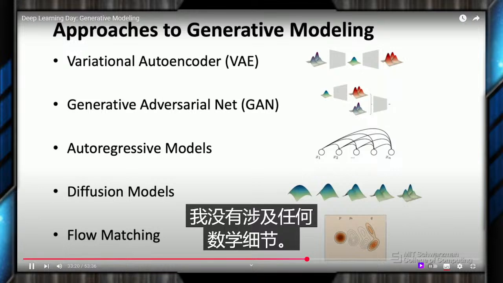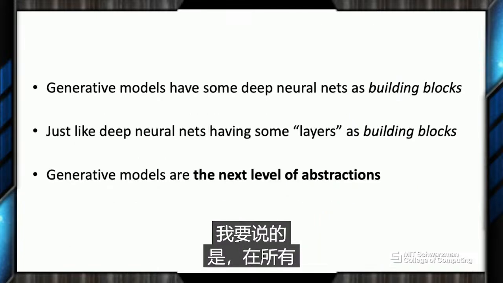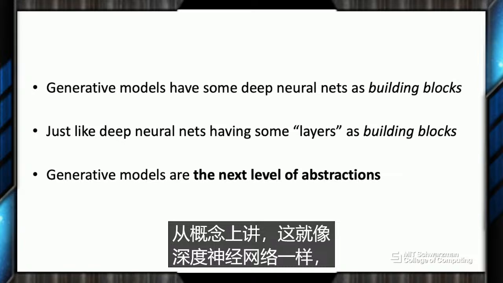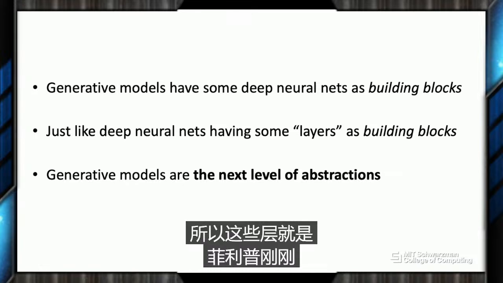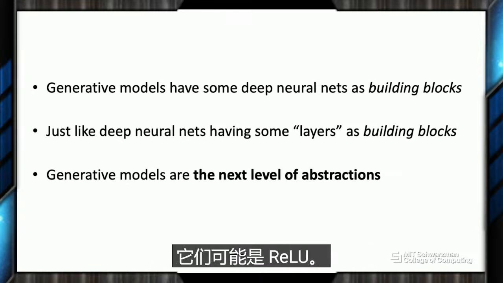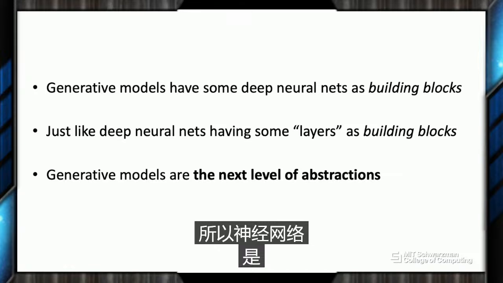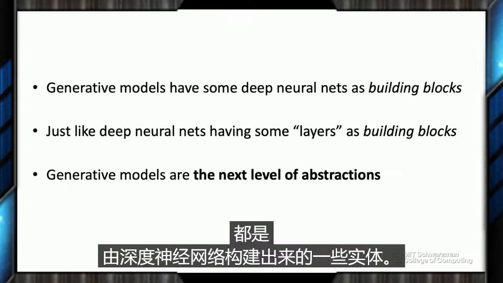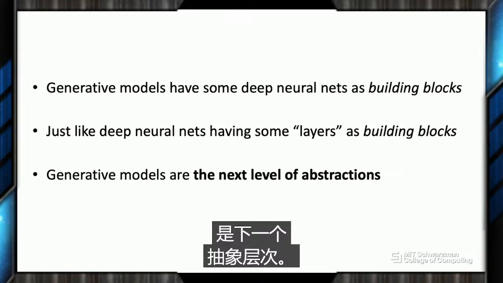I haven't covered any of the mathematical details, but it is kind of fun to walk through all these methods. The point I'm going to make is that in all of these generative models, there would be some deep neural networks as the building block. And conceptually, this is just like in deep neural networks, there would be some layers as the building block. So the layers are those modules that Philip has just introduced. They could be a linear layer, a ReLU, a normalization layer or a softmax layer. So neural networks are entities that are built by so-called layers. And today, these generative models are entities that are built by deep neural networks. So in this sense, the generative models are the next level of abstractions.